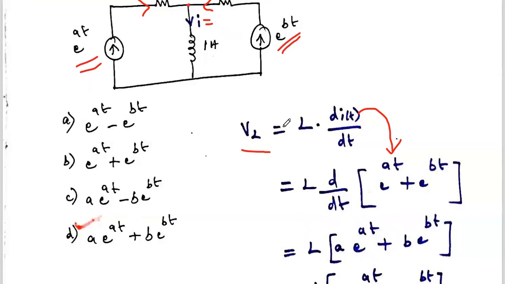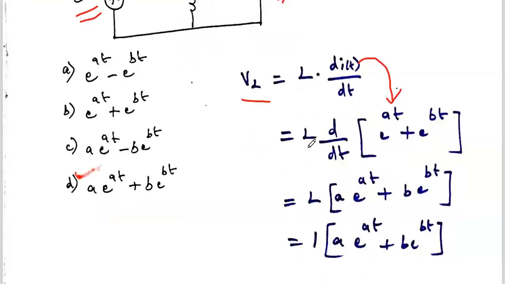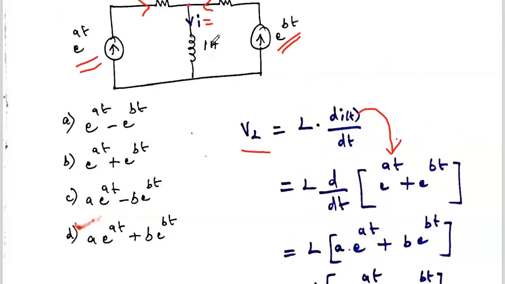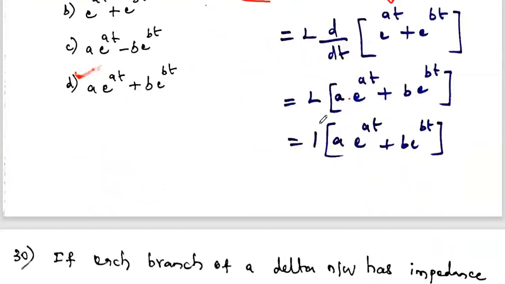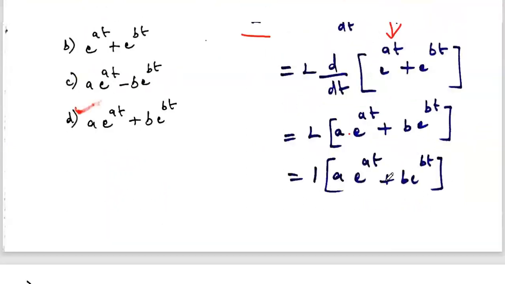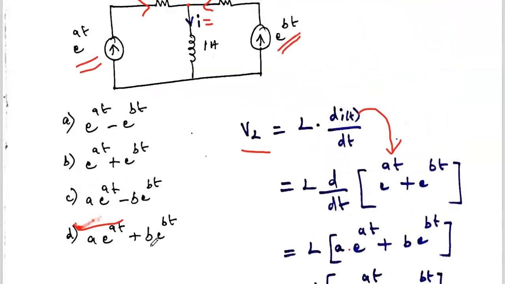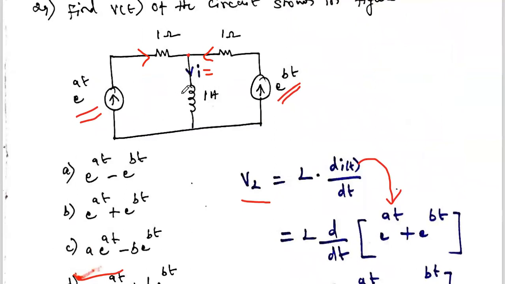Our aim is to find the voltage across the inductor. So L into d by dt of e power at plus e power bt. If we differentiate e power at, we get a into e power at. Similarly, differentiating e power bt gives b into e power bt. The inductor is 1 Henry, so you substitute the L value. Finally we get the answer: a into e power at plus b into e power bt. So you see the option a e power at plus b e power bt. So D is the correct option. That is the voltage across the inductor.